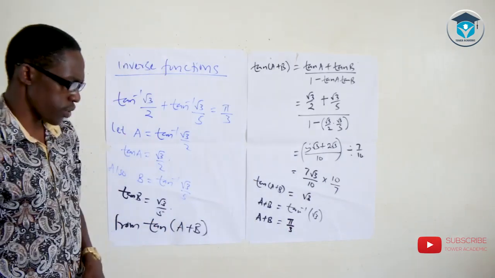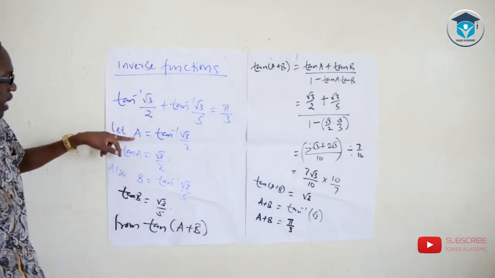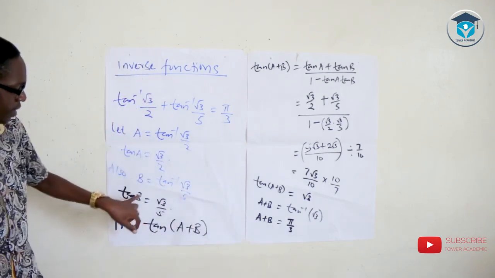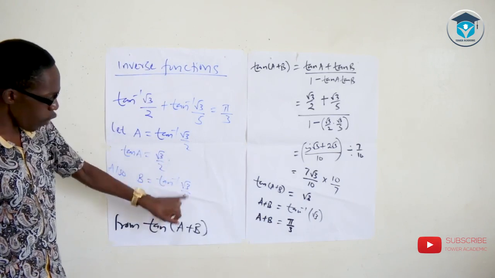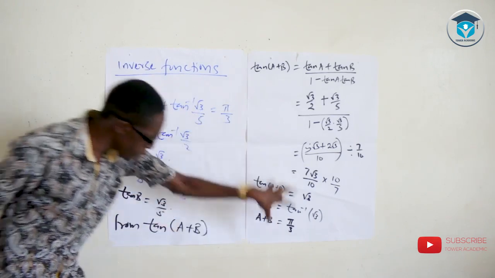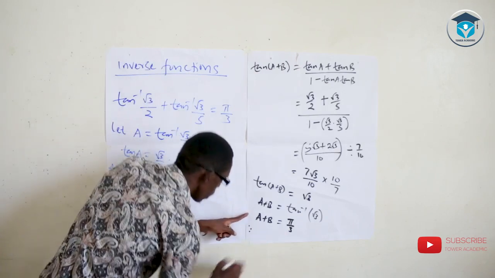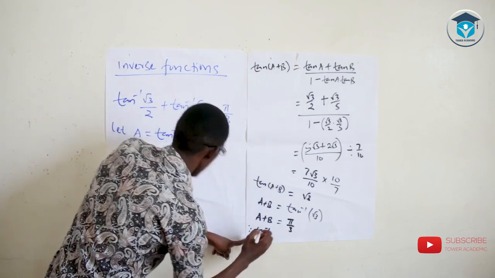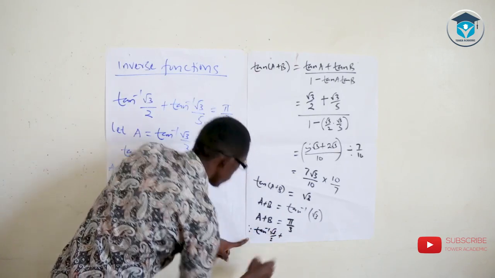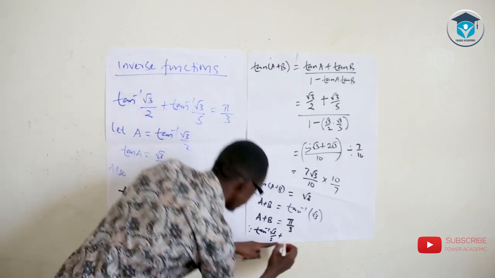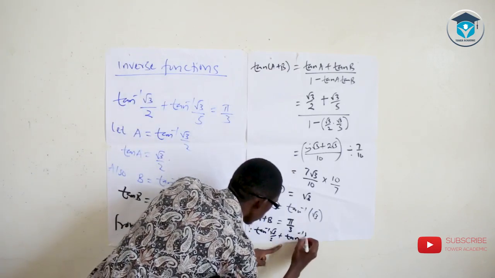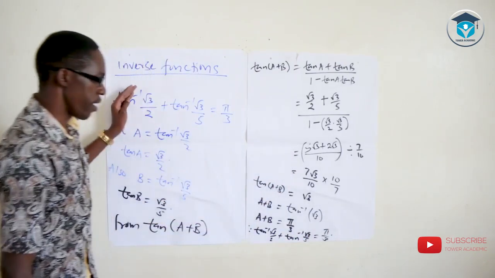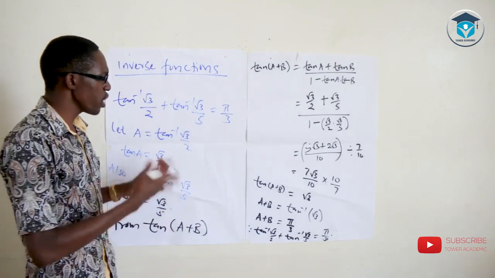But then we go back to ask ourselves, what is A? We know very well that A is tan inverse of root 3 over 2. And then what is our B? Our B is tan inverse of root of 3 over 5. So we just go back and substitute in. So therefore we conclude by saying that our A, which is tan inverse of root of 3 over 2, plus our B, which is tan inverse of root of 3 over 5, will therefore equal pi over 3 as required.